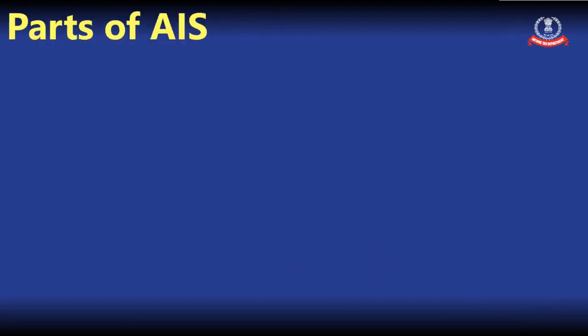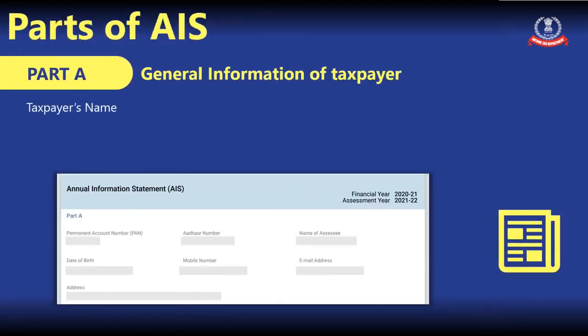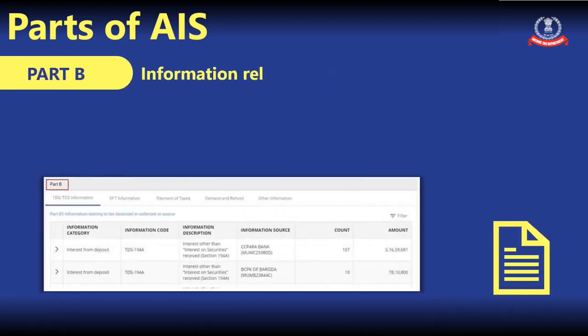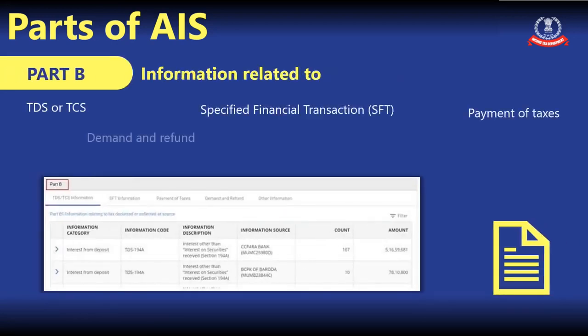There are two parts of AIS. Part A contains general information of taxpayer. Part B has information related to TDS or TCS, specified financial transactions, payment of taxes, demand and refund, and any other information in relation to Subrule 2 of Rule 114I.